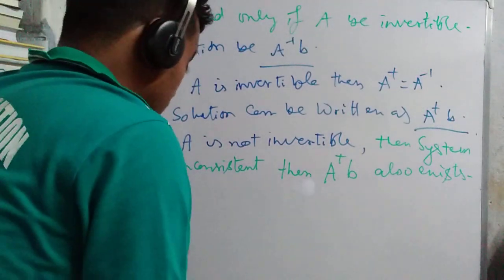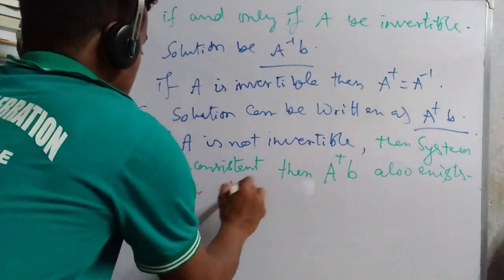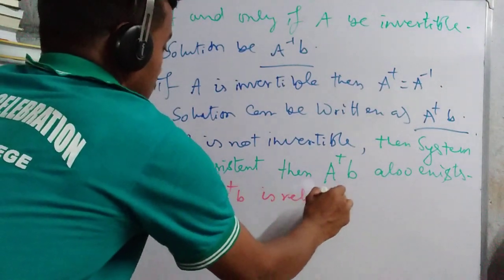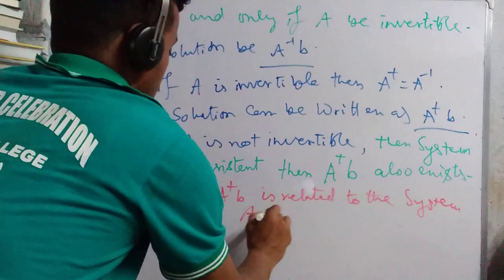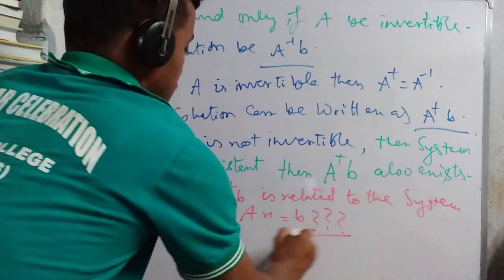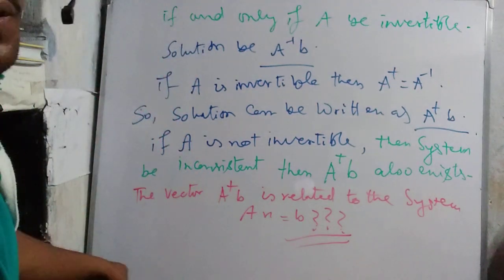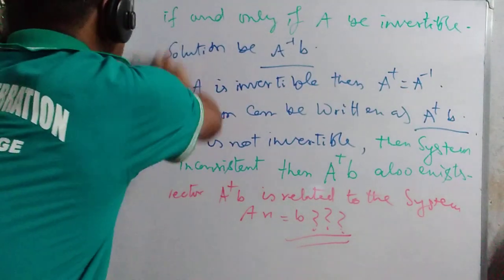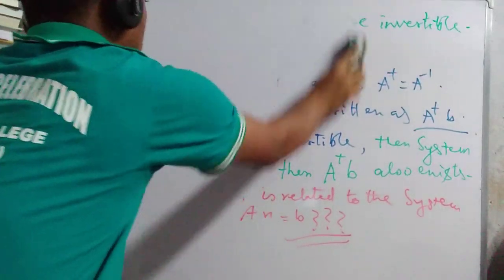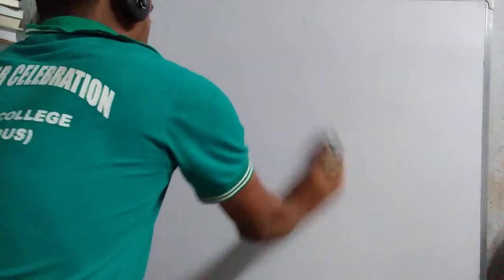So now here, the vector A dagger B is related to the system Ax equal to b. This one is the question mark now. We discuss this today. We first discuss a lemma on this topic, so we erase that portion and start from this lemma.